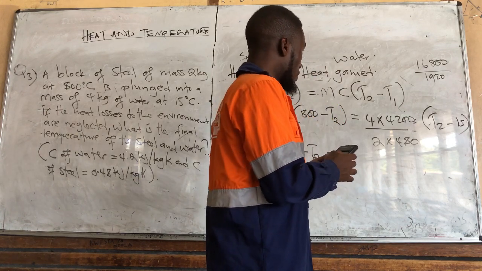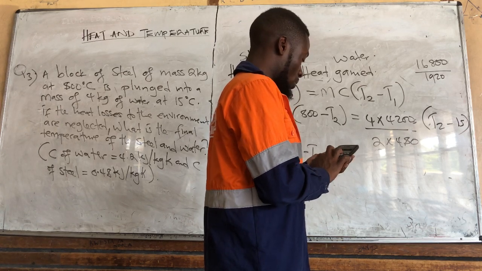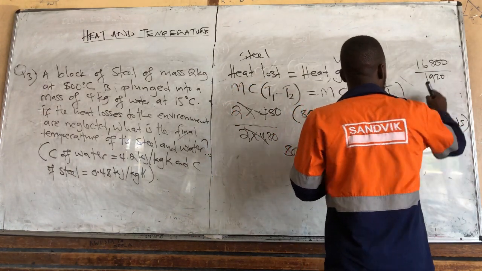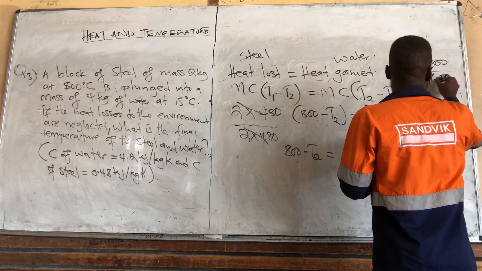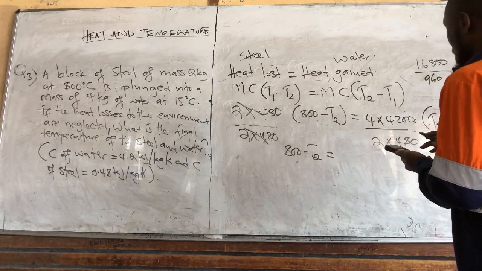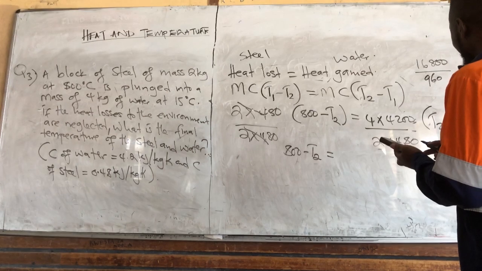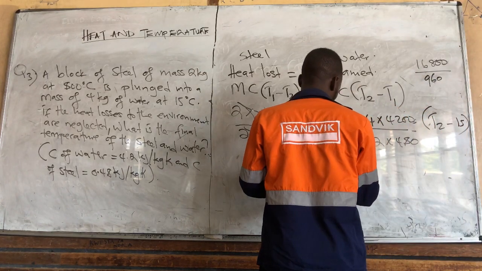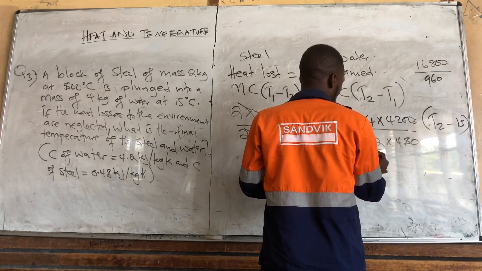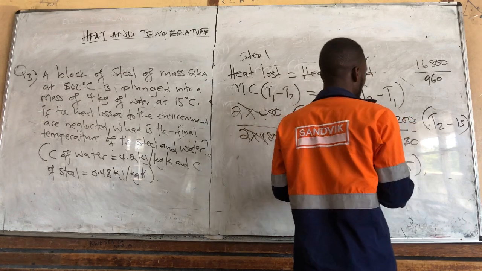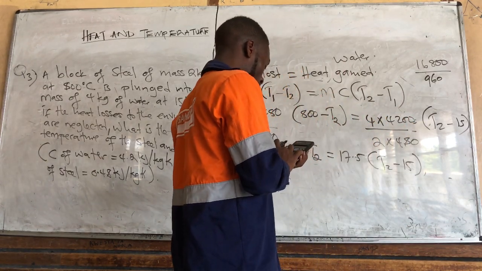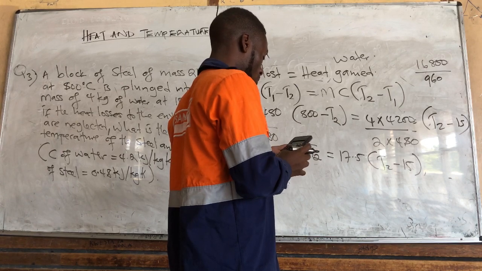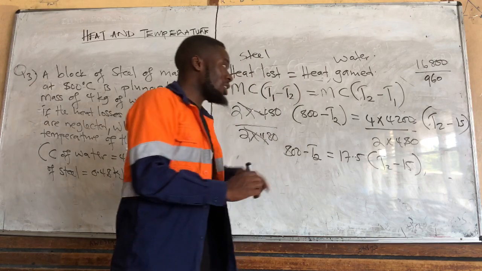So it will divide by 960. That's what I got there. Divided by 960, the answer is 17.5. So 17.5 times T2 minus 15 degrees, right? Okay, so I've seen how it's simplified there.